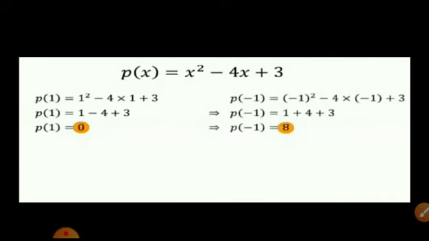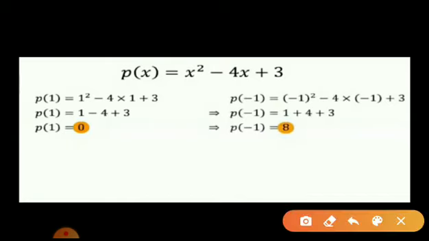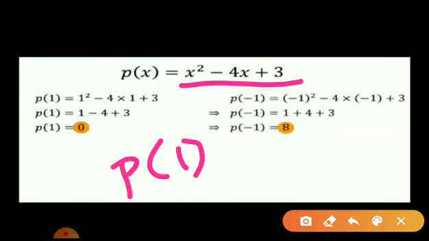Now, in 9th standard, in the chapter polynomials, you have studied how to find zeros of a polynomial, or how to check whether a given number is a zero of the given polynomial or not. Now consider the polynomial x square minus 4x plus 3. I have found p of 1. P of 1 means wherever you have x, just substitute the value of x as 1. Okay? So p of 1, after substituting, I have got it equal to 0. Similarly, p of minus 1, I got it as 8.